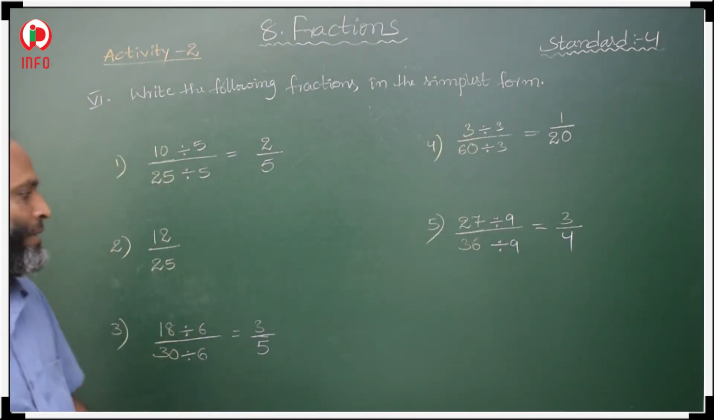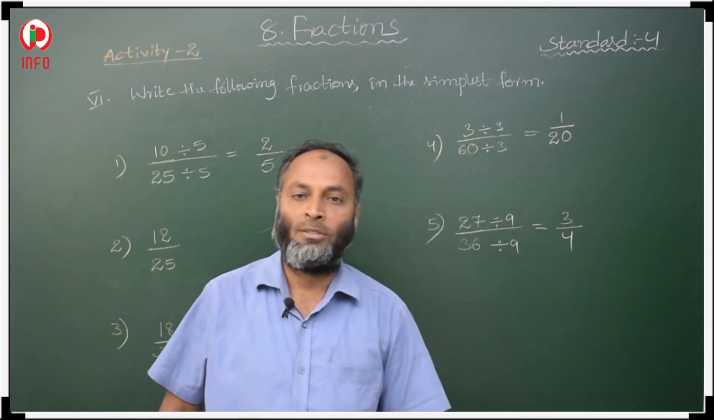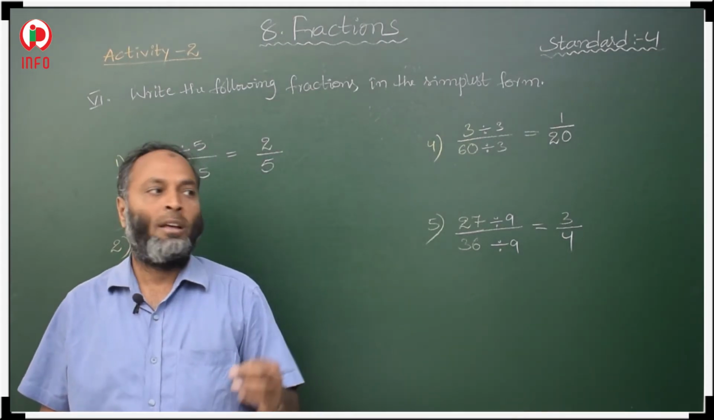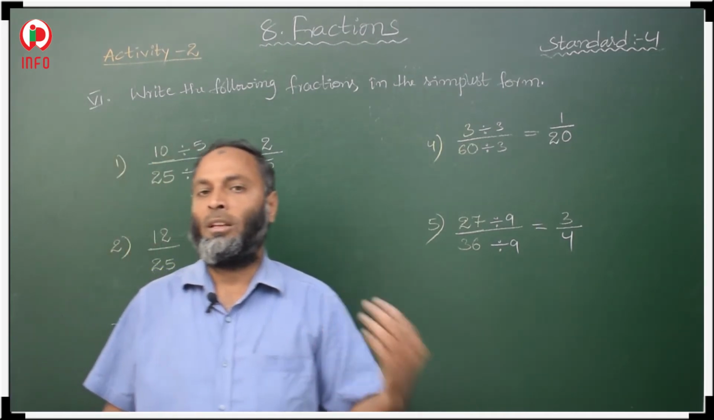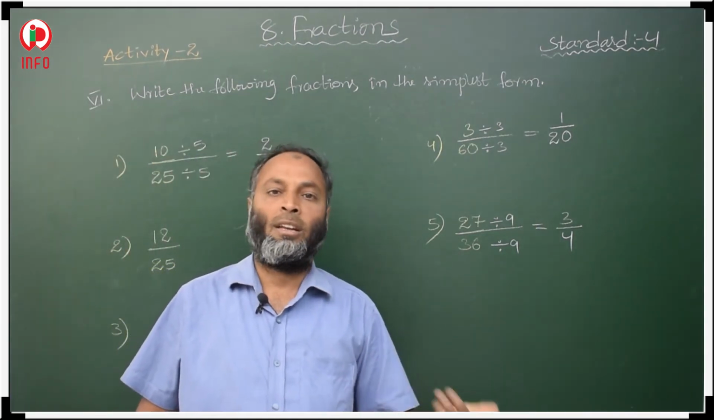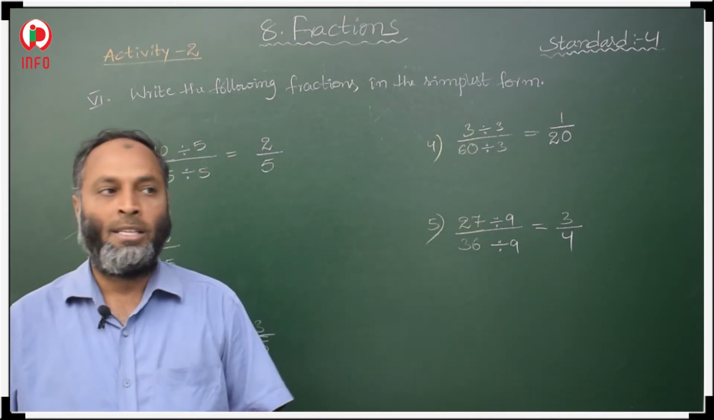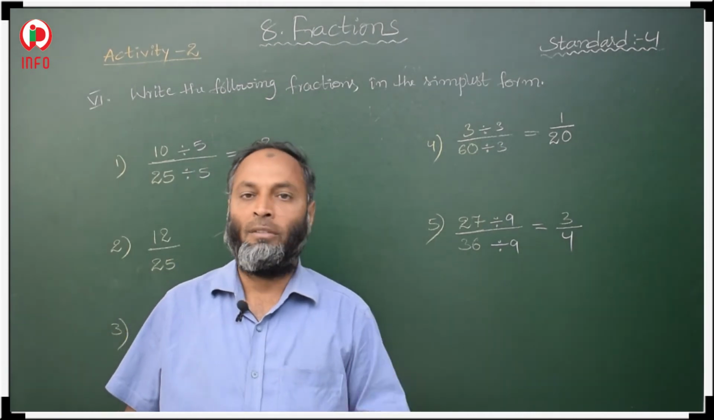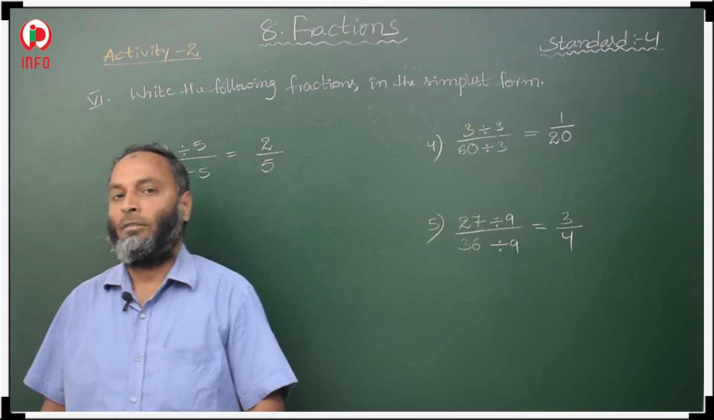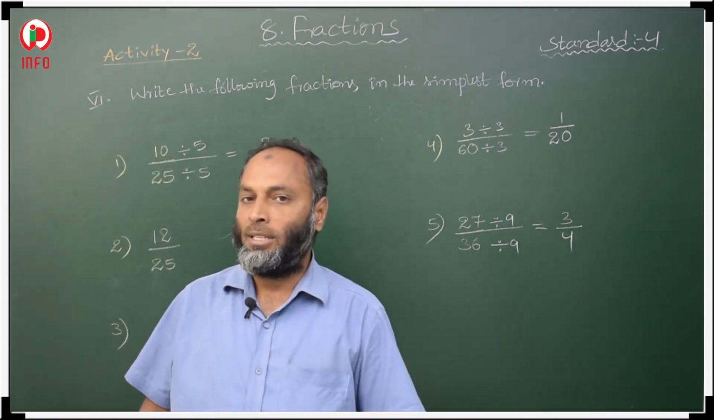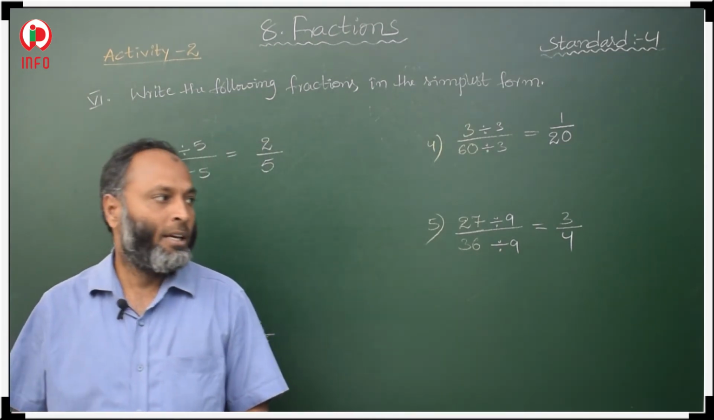So in this way we have to simplify the given fractions and write in simplest form. Simplest form means we check which common table they both divide. With that number we have to divide numerator and denominator. Whatever numbers come after dividing, we write as numerator and denominator. That is the simplest form of the given fraction. Okay students.